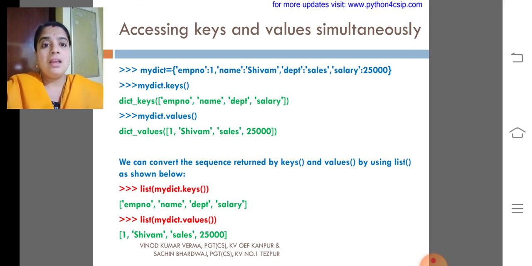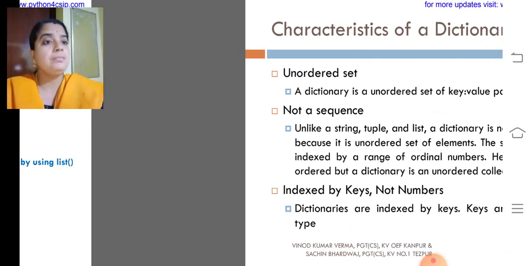dictionary. And we can convert the sequence returned by keys and values by the use of the list function. So it will convert all the keys into a list. Similarly, all the values into a list. Look at the example which I had given in red color. list(MyDict.keys()). So MyDict.keys will be converted into a list so that we can use it for list purposes.